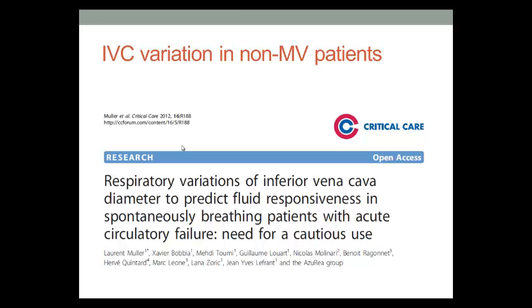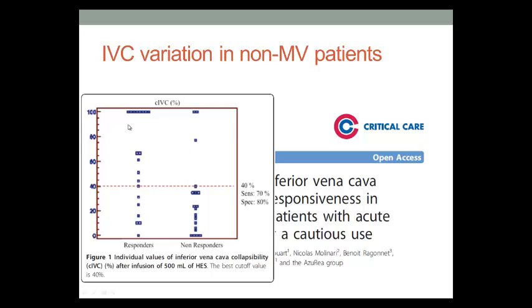The ER loves this, right? IVC variation in non-mechanically ventilated patients. So this was a paper that came out in our literature a couple of years ago saying that we should use it cautiously because if they have a huge amount of variation, so over 40%, then there's a pretty good chance that they are volume responders. But look, if they're less than 40%, it means they're a non-responder, but also there's people who could respond who are less than 40%. So that's why they say that you should use this cautiously.